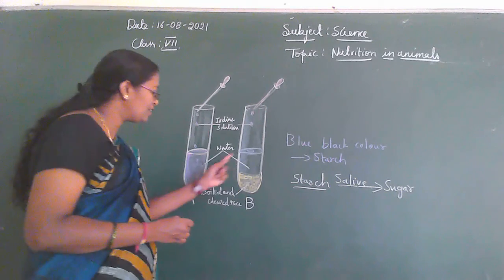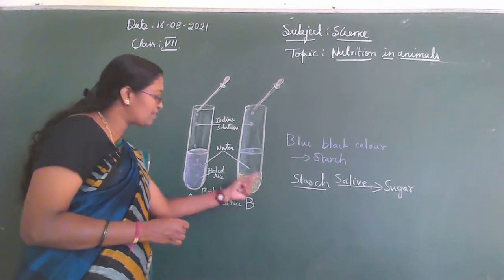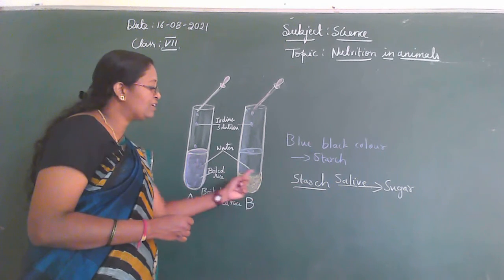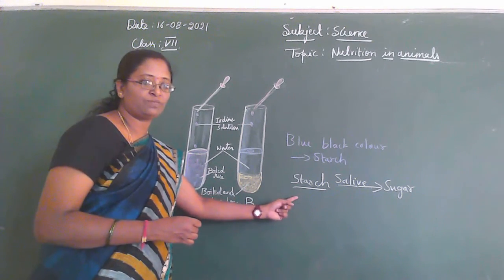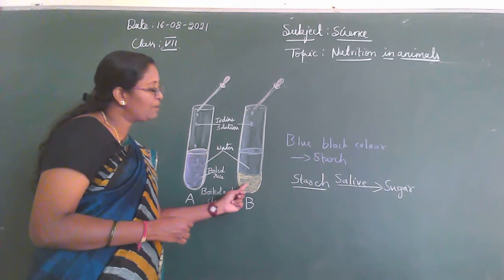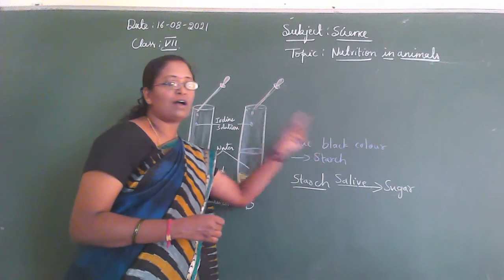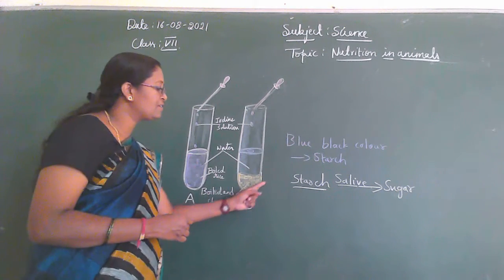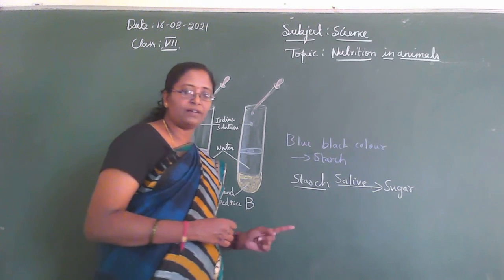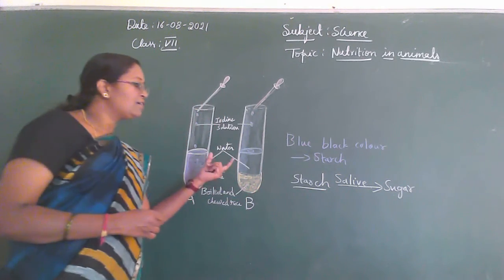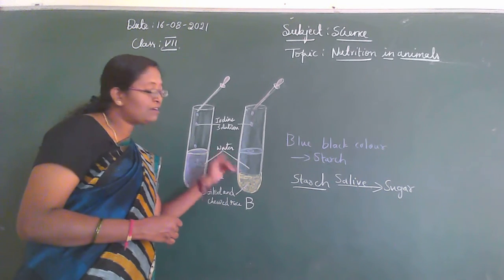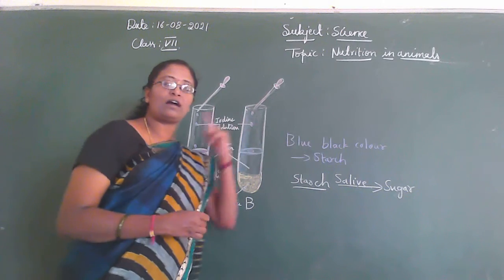So that's why this second test tube shows no presence of starch. The food contained in this test tube does not change to blue black color, so this indicates this food doesn't contain starch. Okay, if starch is present in the second test tube, what happens? It converts into a different color called blue black color.